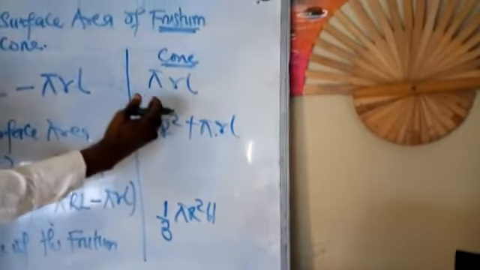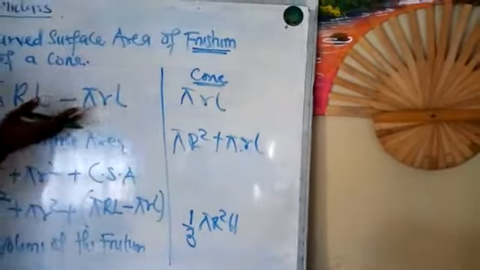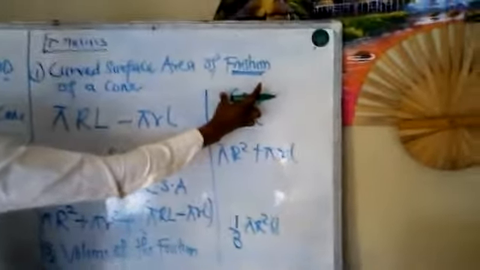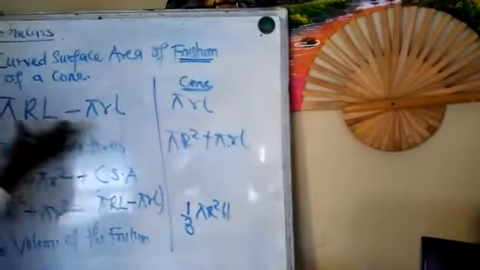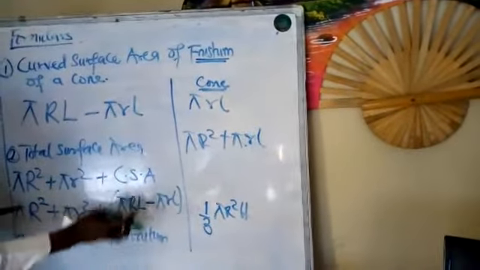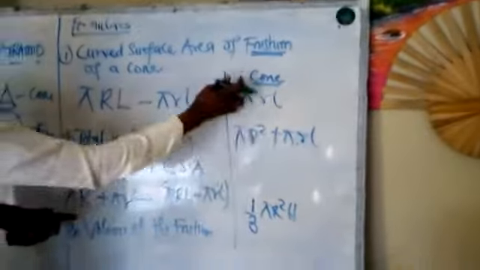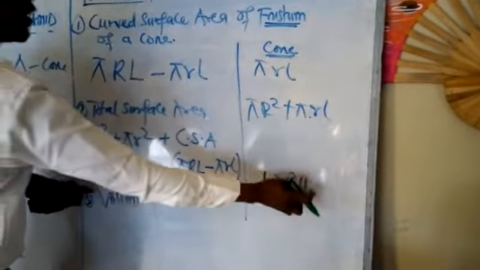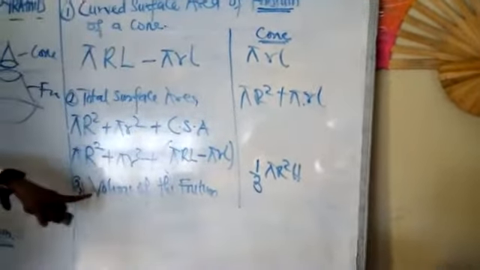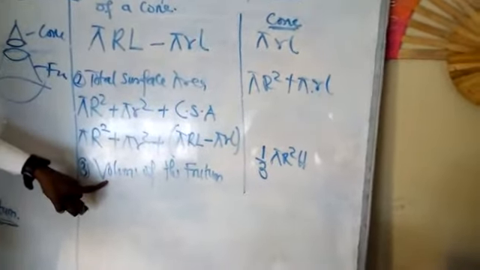I'm trying to make a comparison between a cone now and the frustum of a cone. These are the properties for the cone, while this one is the frustum of a cone. So if the formula for calculating the volume of a cone is 1/3 πr²h, who can now tell me the formula for calculating the volume of the frustum?